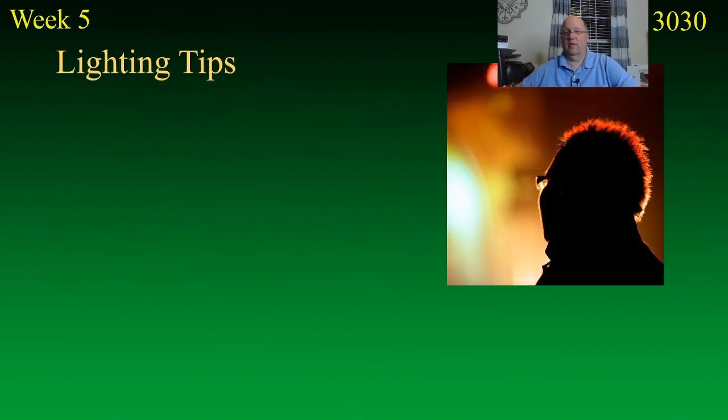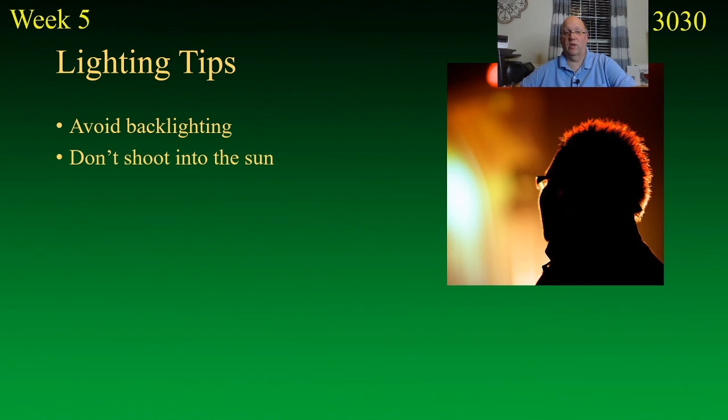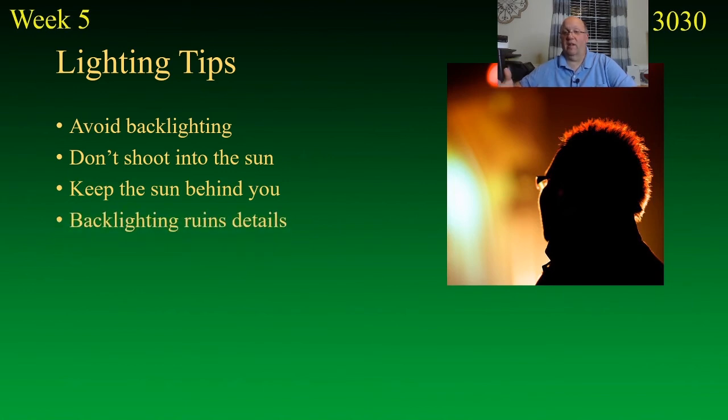Lighting tips. Here are some basic things that people get wrong the first time. First of all, avoid backlighting. If you are lighting somebody in which case they're in between you and the light source, you're going to get a backlit image, which basically means you can't see the details of the person's face or whatever you're shooting. Don't shoot into the sun, keep the sun behind you. Really, that's all it is. You can fix this by simply moving a few feet, and backlighting ruins detail.